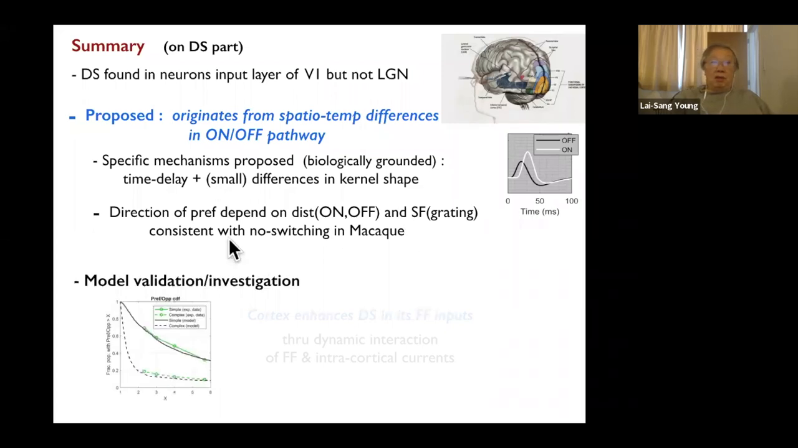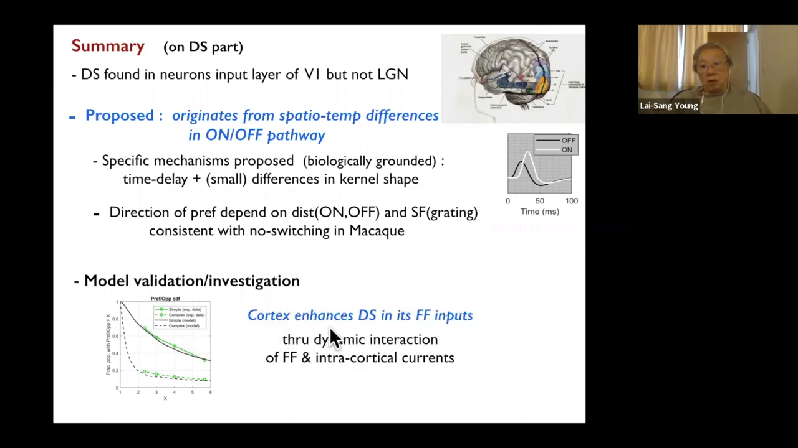Okay. So now we went to a model consisting of about 50,000 neurons to validate and to further investigate. And we found that the results are very close to data. And we also found that cortex enhances DS in its feedforward input. And this is through a very natural dynamic interaction of the feedforward and recurrent interaction. Basically, they have to do that. There is nothing else that it could do, okay?